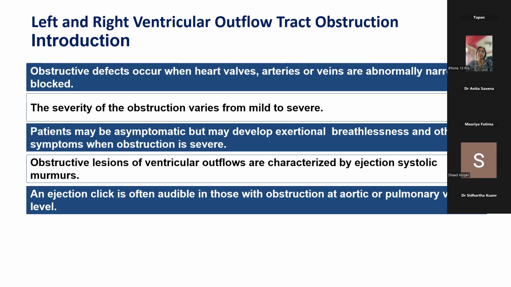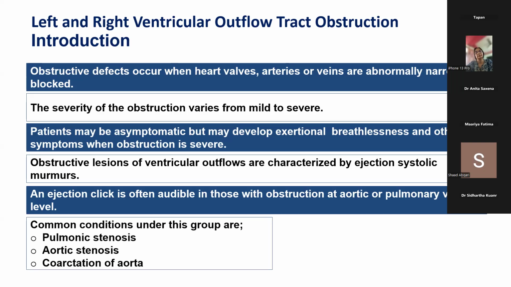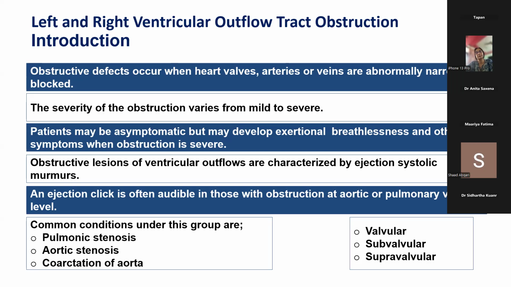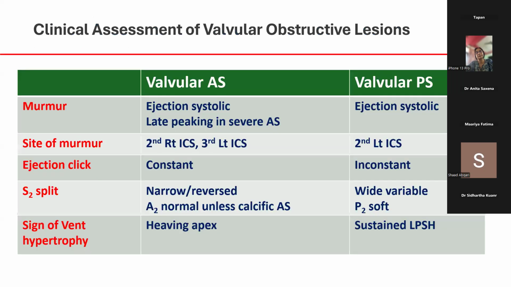If the obstruction is at the valve level, that is aortic valvular stenosis or pulmonary valvular stenosis, we are going to hear a click or an opening sound of the valve. So the common conditions are pulmonary stenosis, aortic stenosis, and coarctation. For pulmonary stenosis and aortic stenosis, we should also remember that although valvular is the commonest lesion, you can have obstruction at the subvalvular or even supravalvular level, which is the least common.